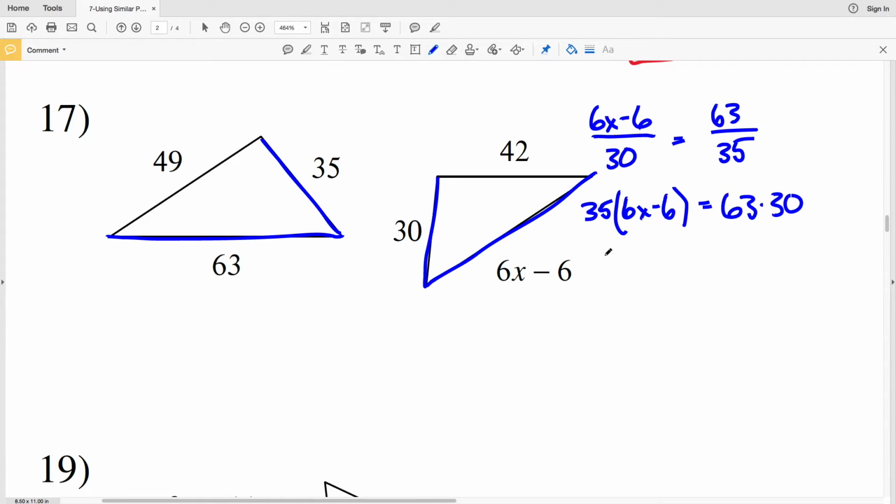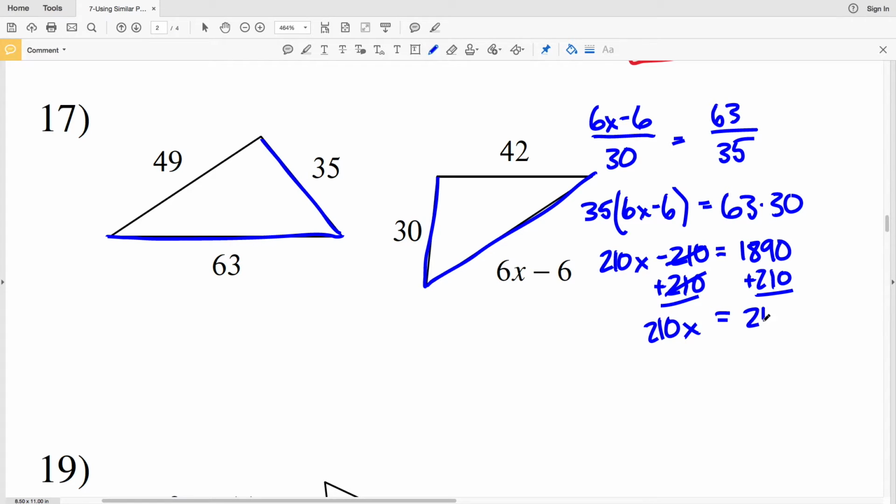35 times 6x is 210x, and 35 times 6 is 210. So I'll have 210x minus 210 equal to 63 times 30, which is 1,890. Adding 210 to both sides, my 210 will cancel out, and I'll get that 210x is equal to 2,100. So when I divide by 210, I'll get that x is equal to 10. So 10 is my solution in number 17.